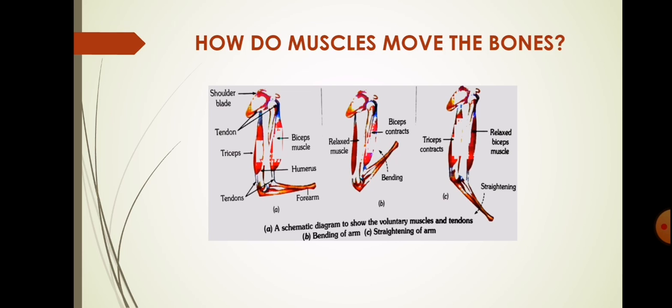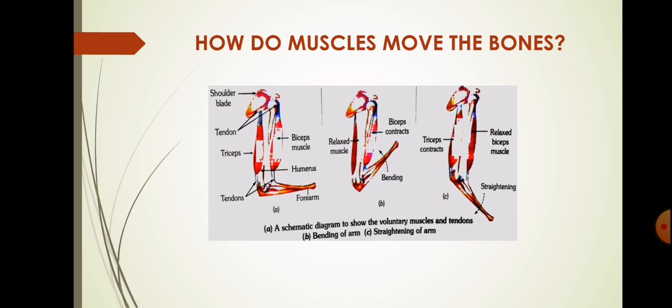And if you bring your arm to the normal position, the muscles get relaxed. The movement of our body takes place because of the muscles. We can say that muscles work by contraction and relaxation. And why are these muscles able to contract and relax? Because of the contractile protein present in the muscles.